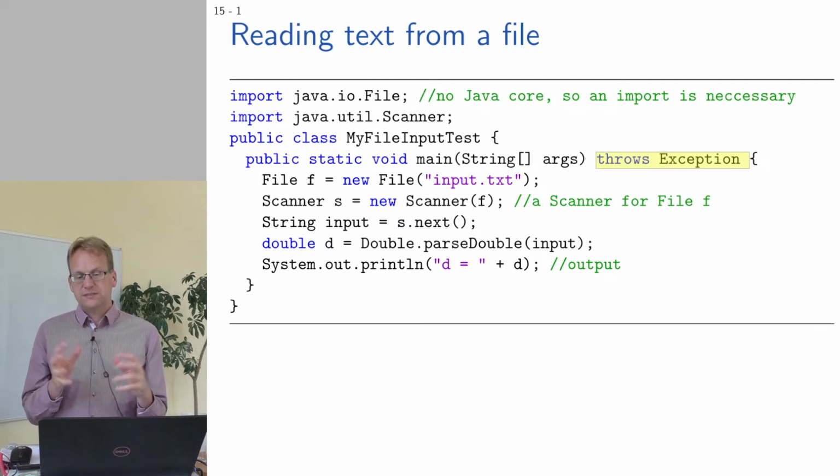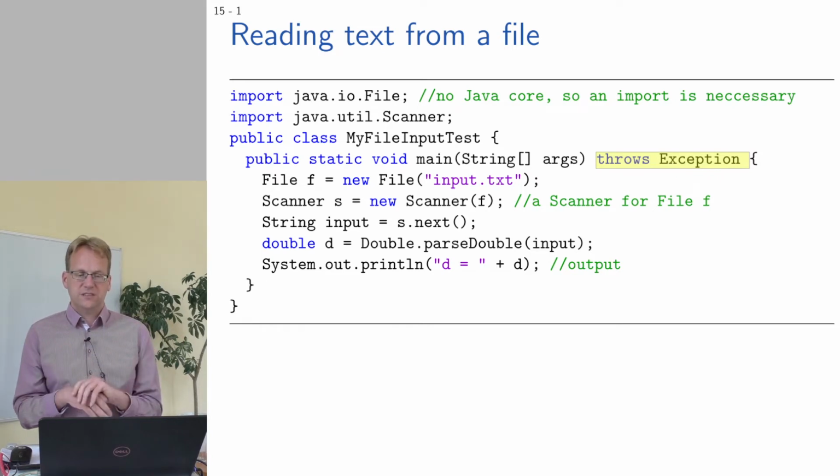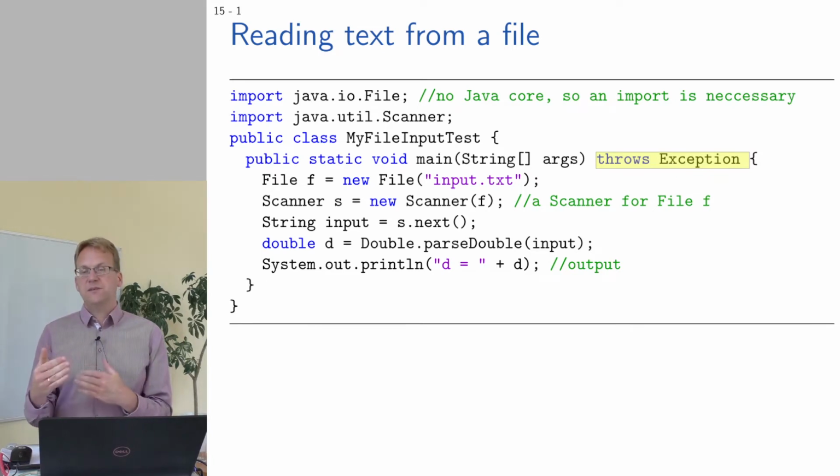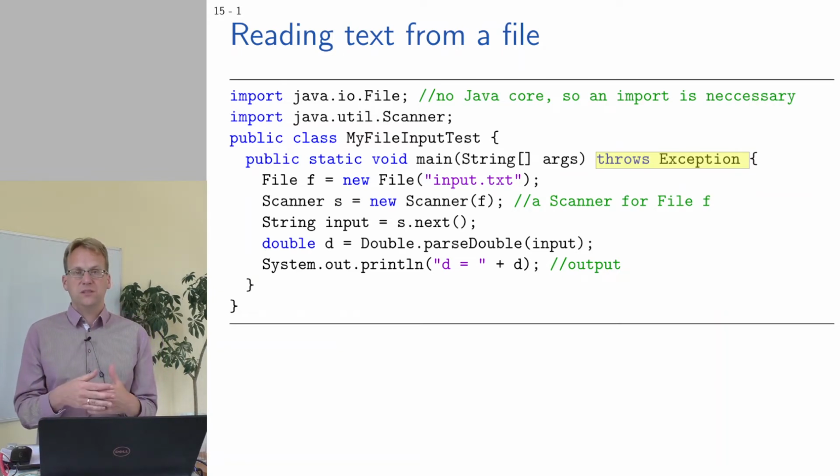And we do this again in the easiest way, that we simply say our main method may throw an exception. That means we are not handling it in any way. We are just saying this main method may throw an exception. So for example, if we try to open a file which does not exist, then our main method will throw this exception.